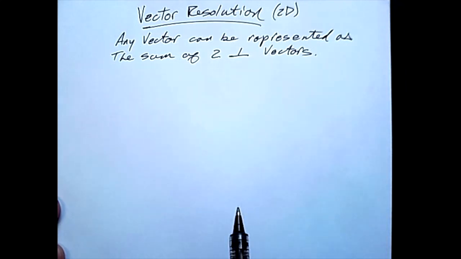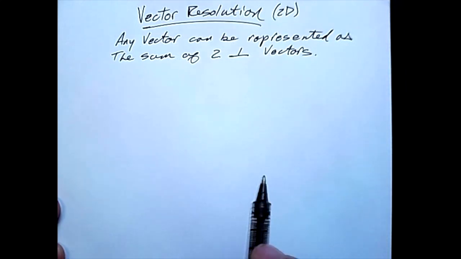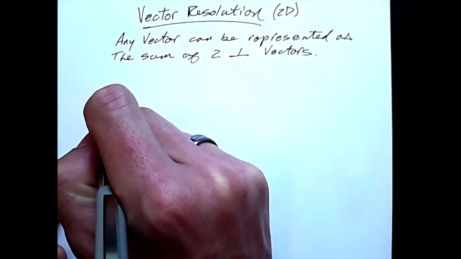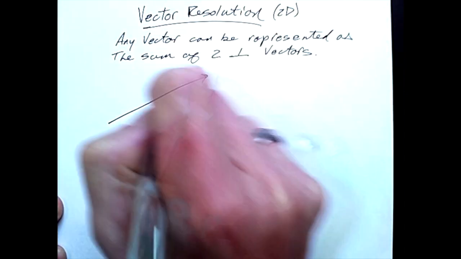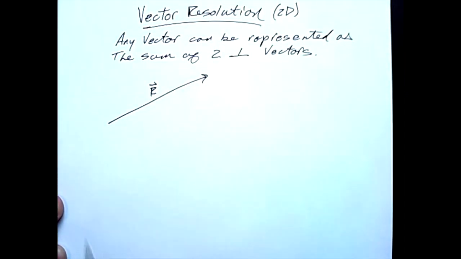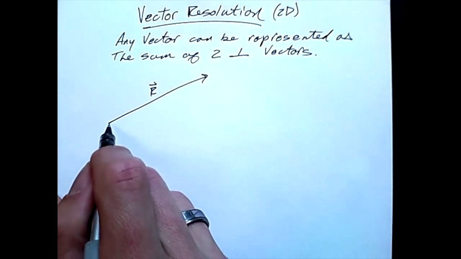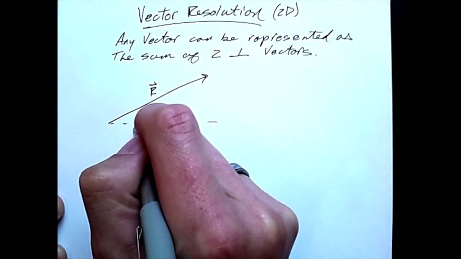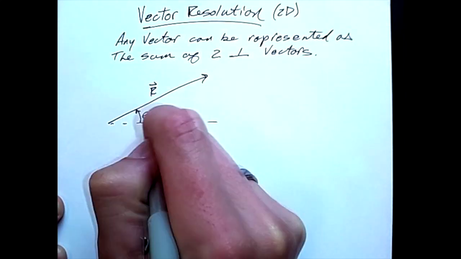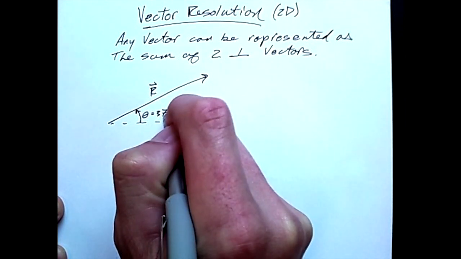Vector resolution is the fact that any vector can be represented as the sum of two perpendicular vectors. Suppose we have a vector that looks something like this, r, and we're told that this vector to the horizon is on an angle of theta equal to 37 degrees.